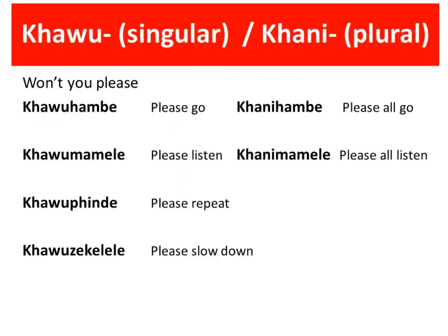The first one is the prefix Khawu, which literally translates as won't you please, and can be used when you want to ask for something politely, and it's one of the most polite ways to make a request. So just the thing to note here is that even though this is the present tense, the verb is ending on an E instead of on an A. And we can just look at a few examples.